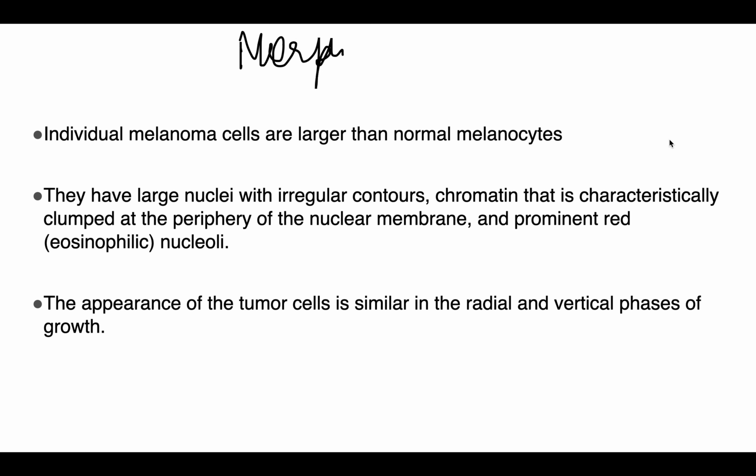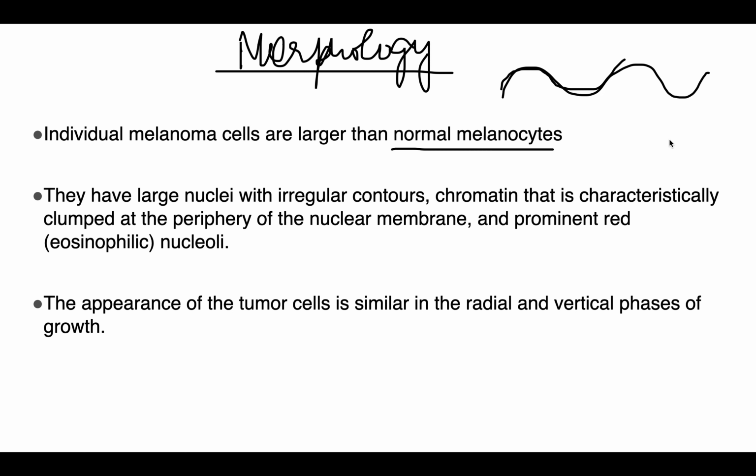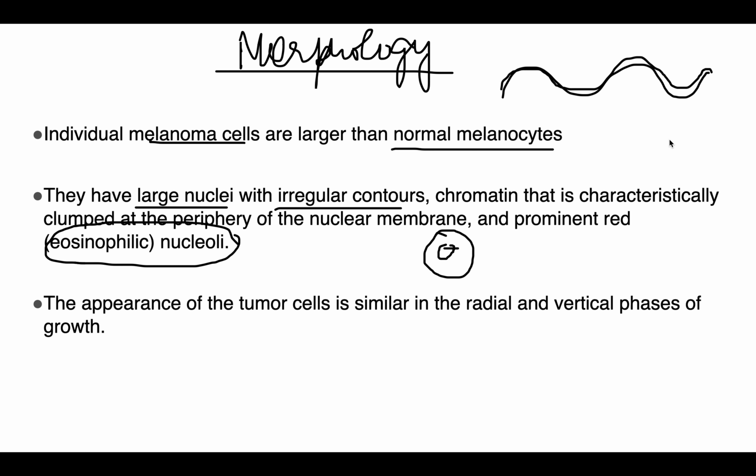Now we are going to the histology, that is the microscopic morphology. Individual melanoma cells, that is malignant melanoma cells, are larger than the normal melanocytes. Normal melanocytes are present in the last layer of the epidermis. These melanoma cells are larger than them. They have large nuclei, they have irregular contours. Very importantly, they have a big eosinophilic nucleoli in the nucleus. This is a very characteristic feature of the malignant melanoma.